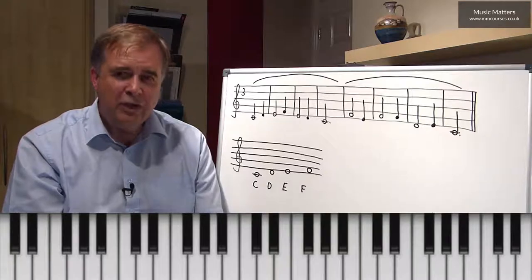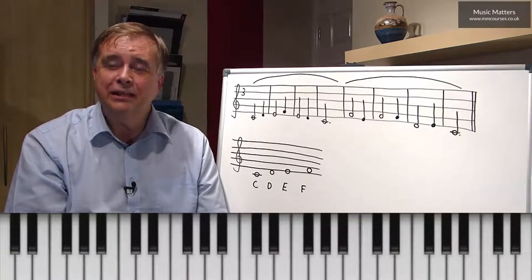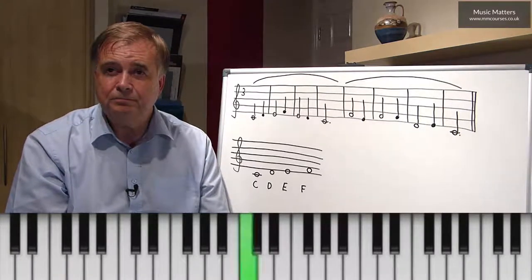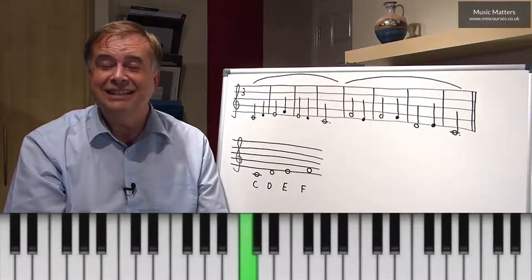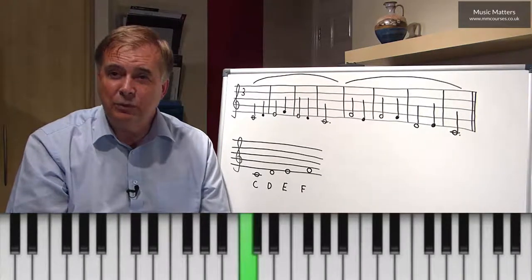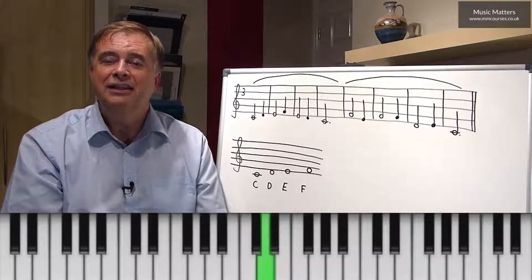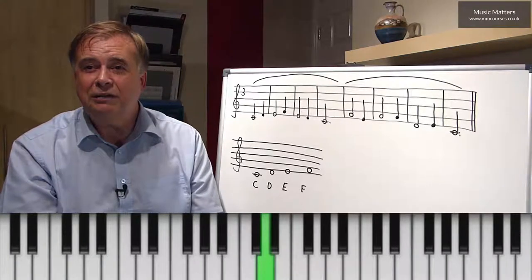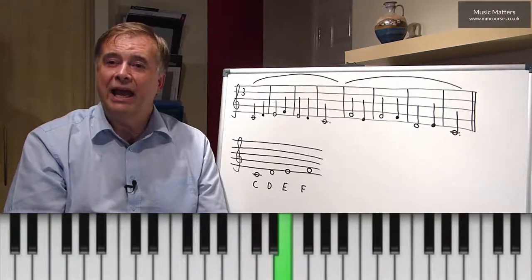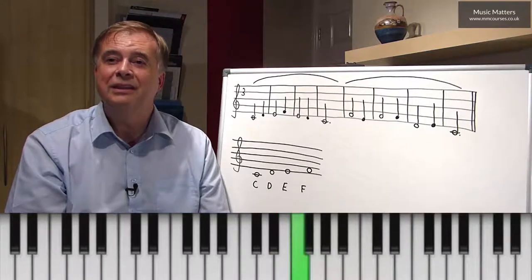And then when you're happy about that, let's go back to C. Play C with the thumb. Have a go at doing that. And then move on to D with number 2. Then move on to E with number 3. And move on to F with number 4.